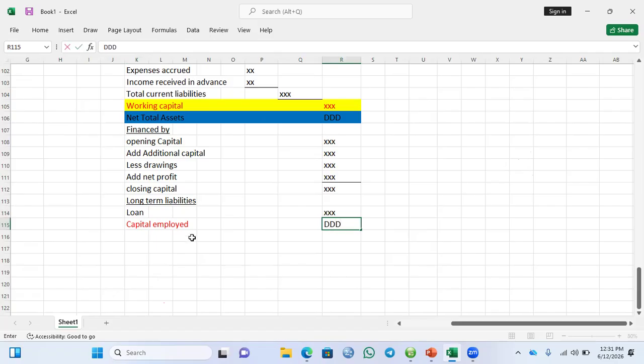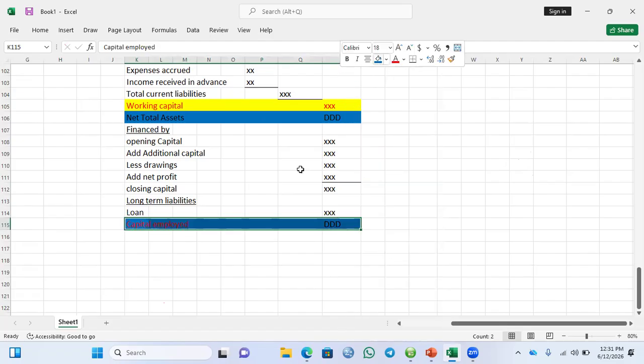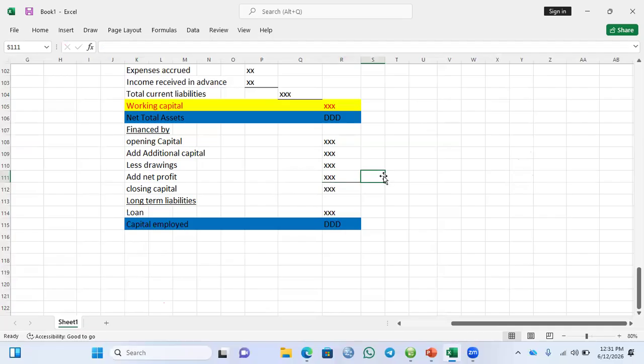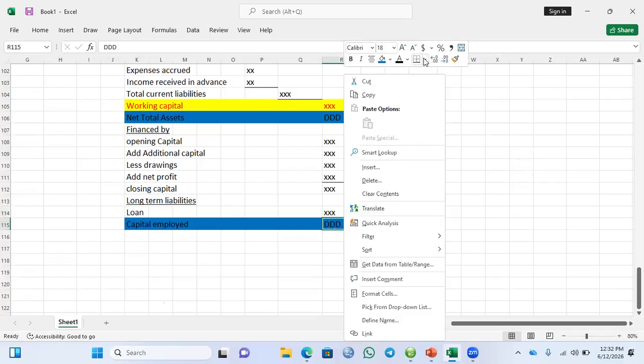And as I said, the capital employed should always be equal to the net total assets, right? So that's what I've shown here. So this is it. So you see, under the financed by section, it's not really much. It's just your capital, and some of the questions you might not even have opening additional capital. So you just bring your capital, less drawings, add net profit, then you add the long-term liability, right? And that'll be all for your balance sheet.